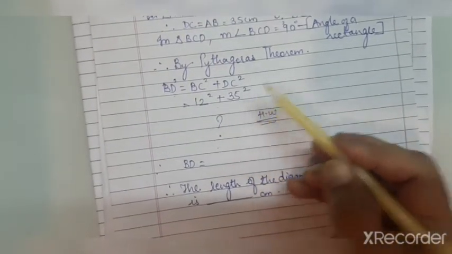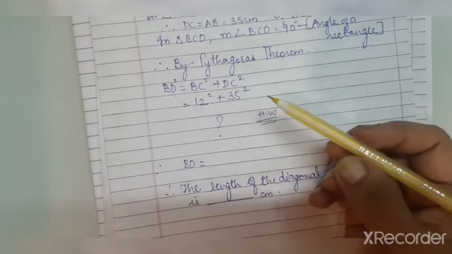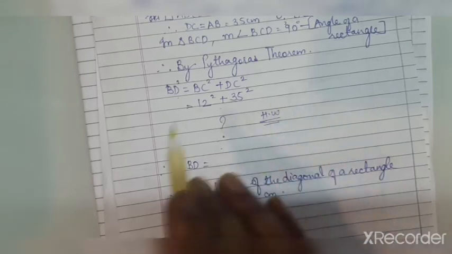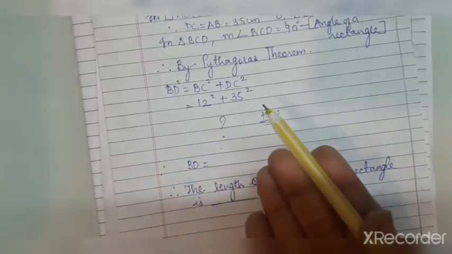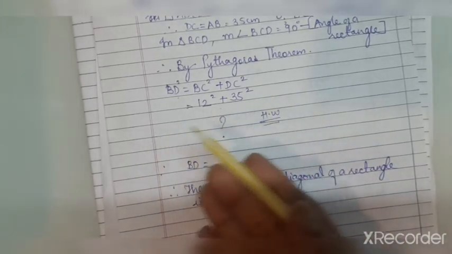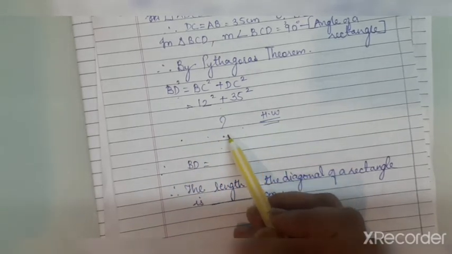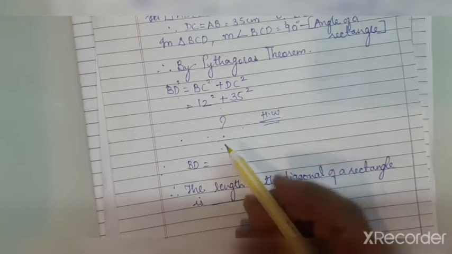As I told you, please multiply 35 square and find it. And after you find it, you have to add 12 square and 35 square. Whatever the answer is, you have to take the square root, because you will get BD square equal to that. Okay, and we want BD, so you will take the square root on both sides.